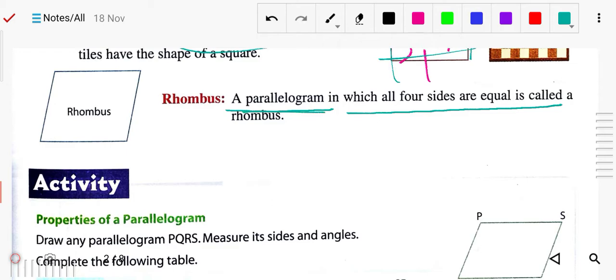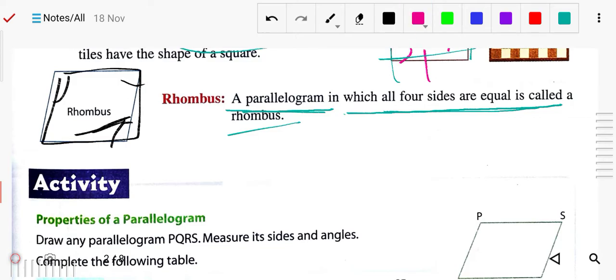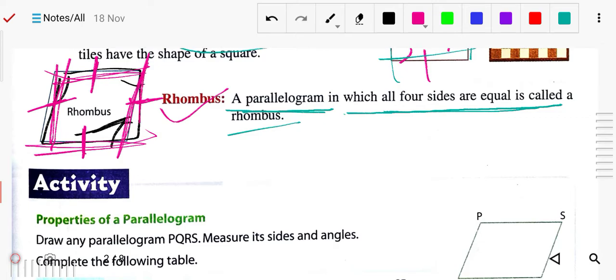Now next we have the rhombus, a parallelogram in which all four sides are equal. There is no requirement that the angles be 90 degrees; any angle is fine, no problem, but the sides should be equal, meaning all the lengths should be equal, and opposite sides will be parallel. In the case of only the square and rectangle, all four angles should be 90 degrees. But in the case of a rhombus only the sides should be equal and opposite sides parallel. So a parallelogram in which all four sides are equal is called a rhombus.